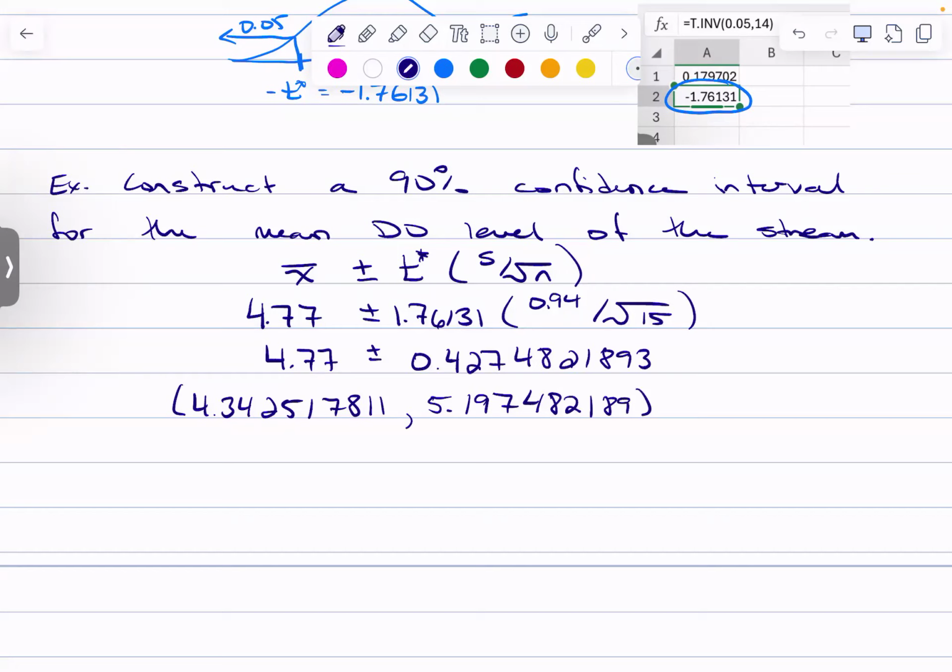That's my confidence interval. And now I need to interpret this interval, right? And just like all the other confidence intervals, I am 90% confident that the interval from 4.34 to 5.2 captures the mean dissolved oxygen level of the stream, right? Kind of implying that that's the population. But it's important that your confidence interval interpretation is about the population mean.